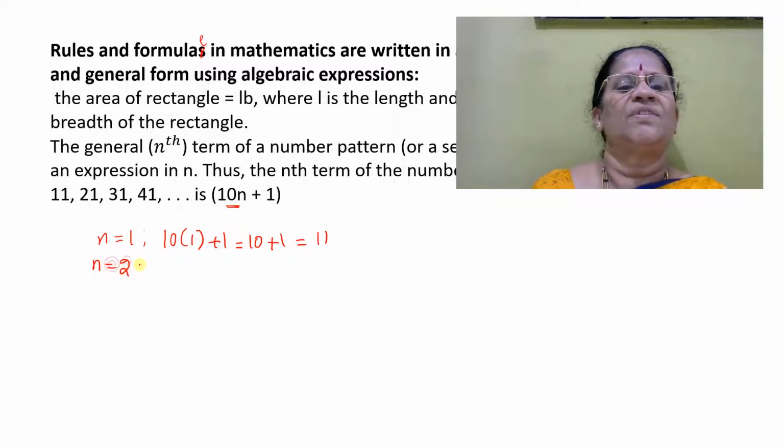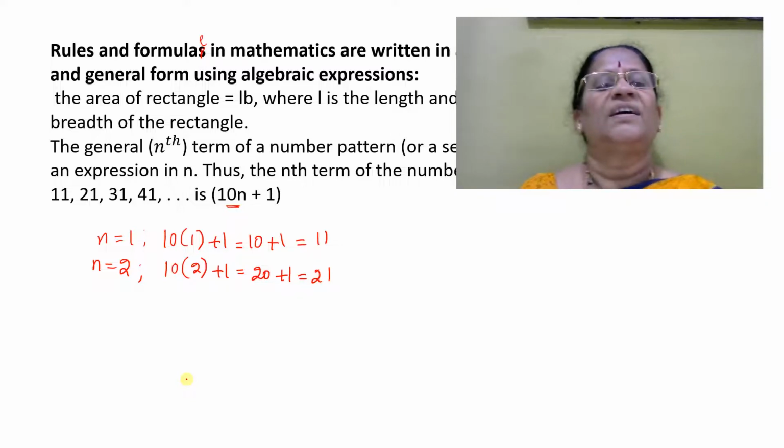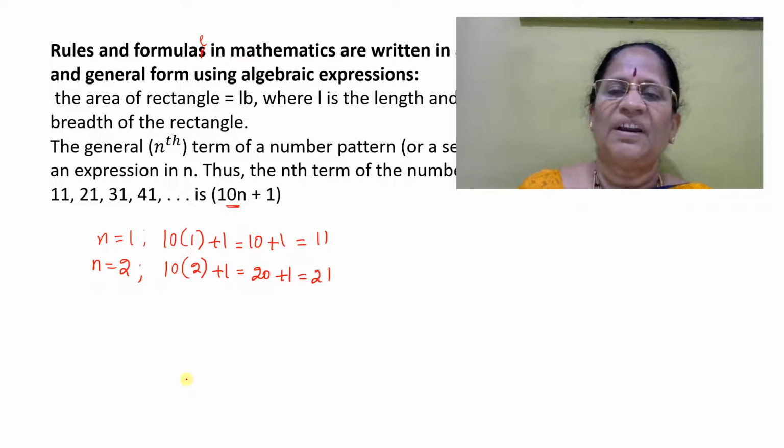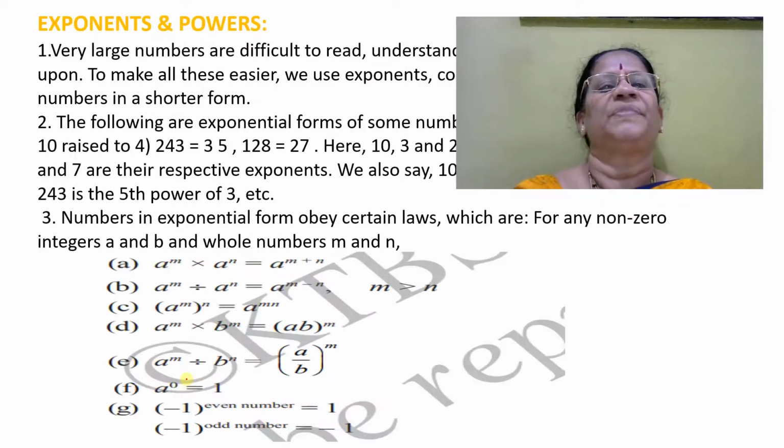When you give 10 equals 2, then it is 10 into 2 plus 1, 20 plus 1, which is 21, like this. So thus using algebra, we can reduce the length of the expression. We can express it in a short form.